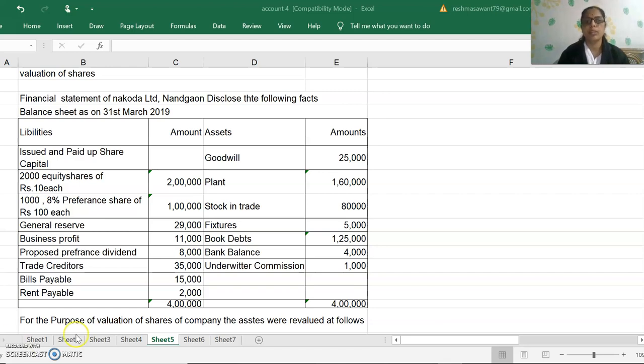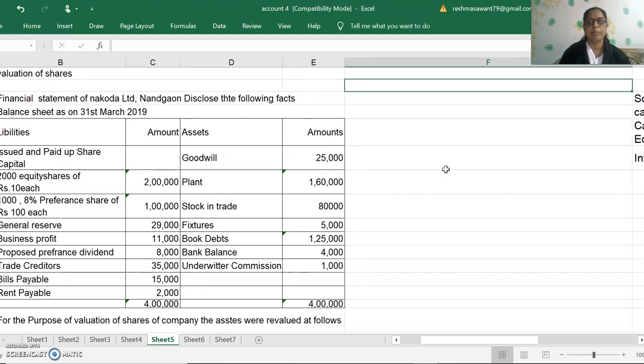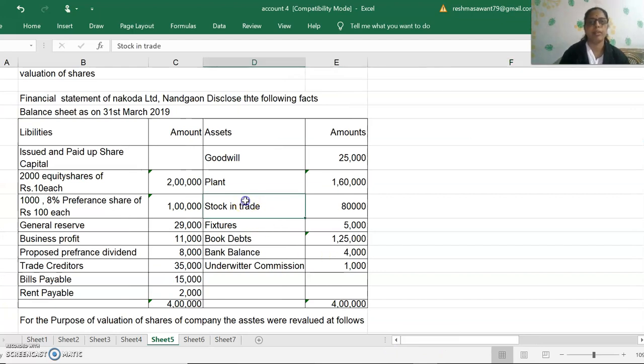So this is question number 1. It explains some points. Let's see what the requirements of your question are. Financial statement of Nakoda Limited, Nandgaon, discloses the following facts about the balance sheet. Balance sheet as on 31st March 2019. Issued and paid up share capital.